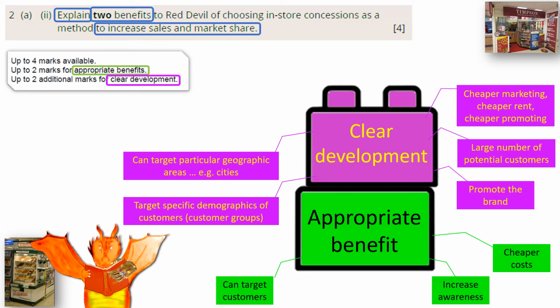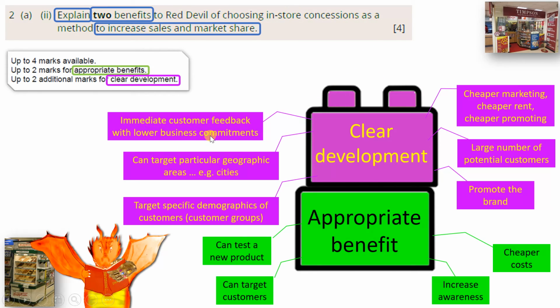The final benefit we're looking at is that Red Devil can actually use the concession to test one of their new products. And through testing their new products, then they can actually get immediate customer feedback, because they can do that in terms of their sales, in terms of being there for maybe a temporary amount of time. Usually a concession is a long-term presence. But with a concession you do have lower business commitments, because you don't have rent, you don't have full-time staff or less staff. Those are the things that they would consider a benefit for them to help them raise sales and market share.